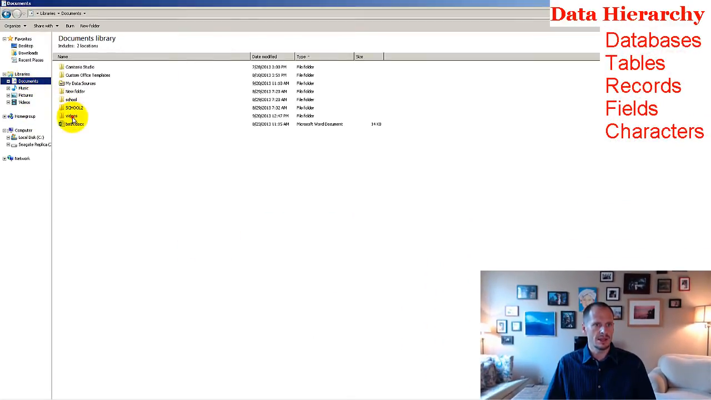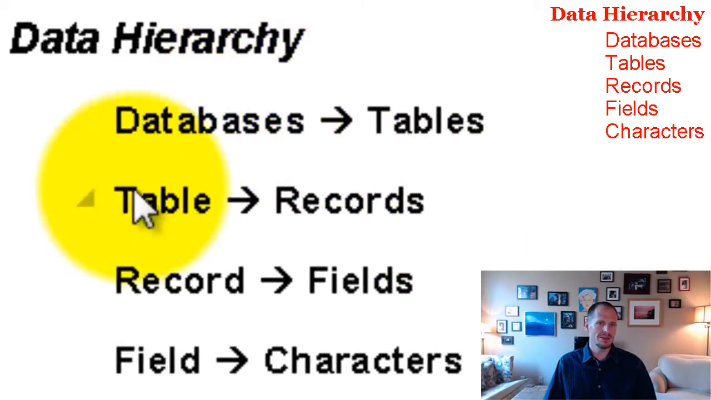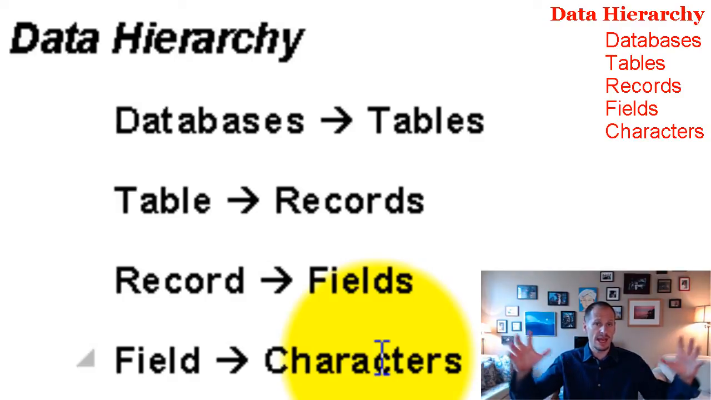Let me just open up the document. So database is made up of tables, tables are made up of records, records are made up of fields, and fields are made up of characters. So what exactly does that mean? That's just a way of conceptualizing databases from the largest view down to the most minute view.